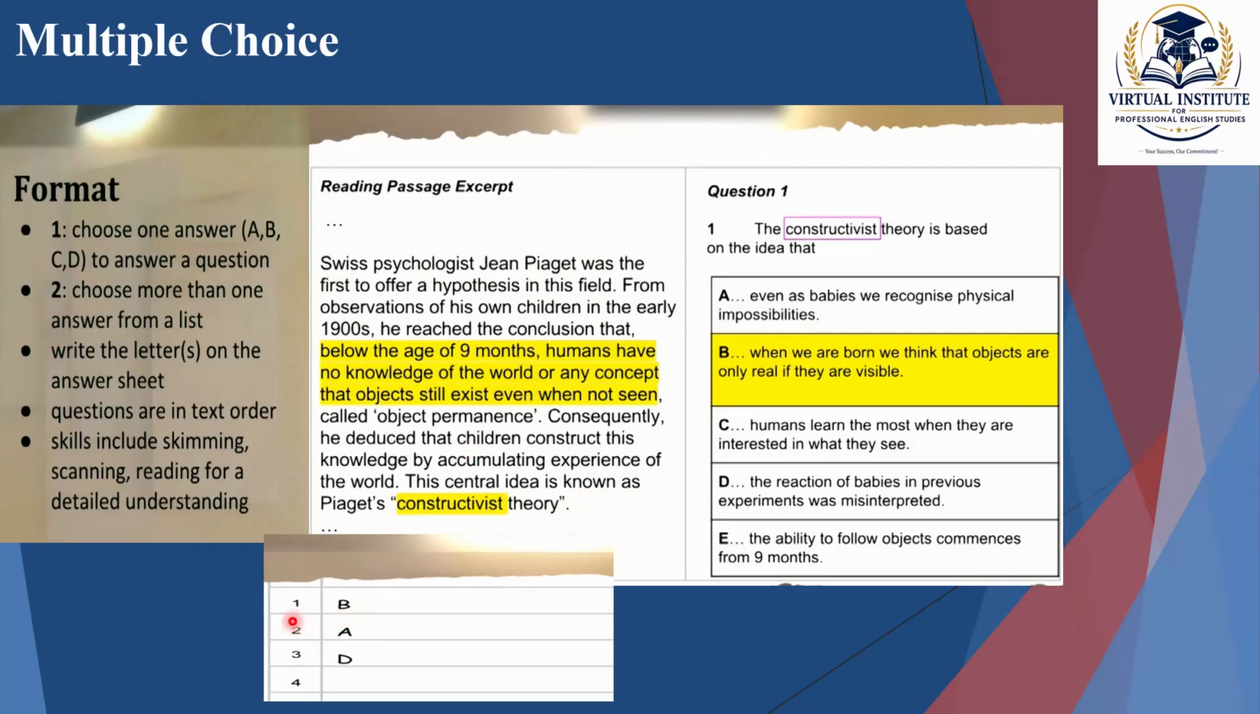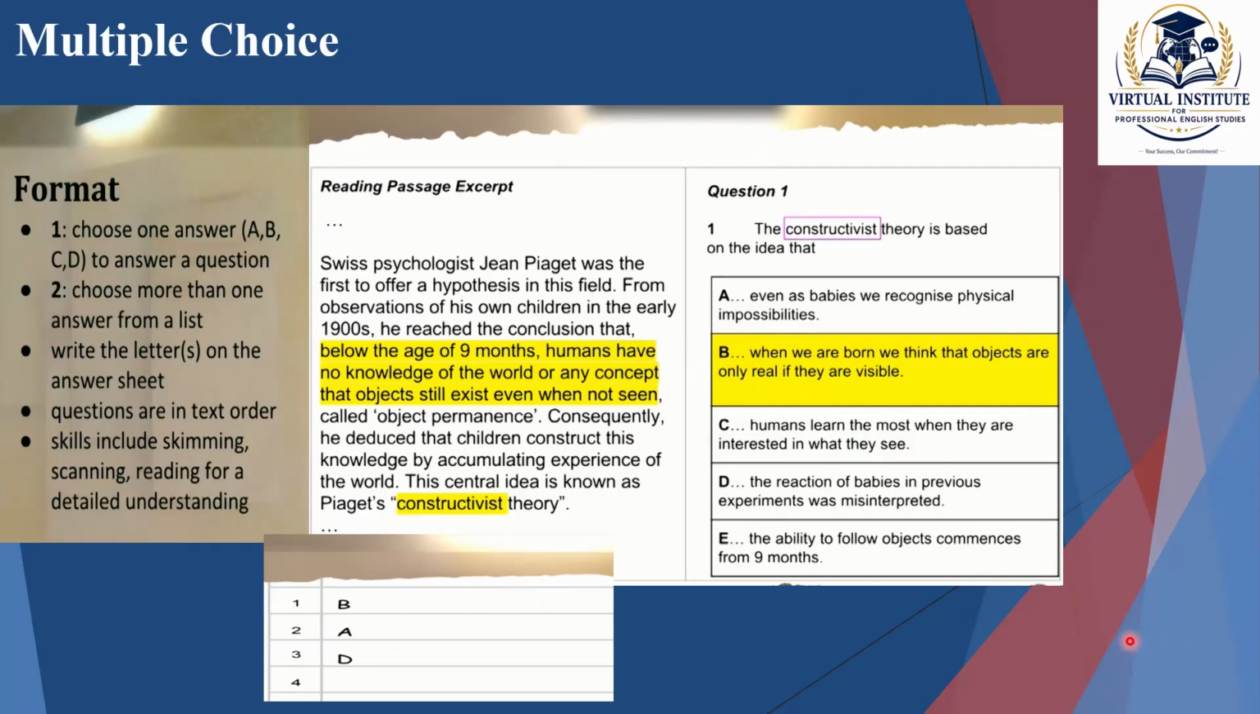And how can you do it? How will you write the answer? For example, for question number one, you have to write B, if B is the right option. For question number two, you have to write A, if A is the right option. For question number three, if D is the right option, you should write D, only D, right? You don't need to write the whole thing. You only need to write A, B, or C, or D, or whatever, right? Is it clear?